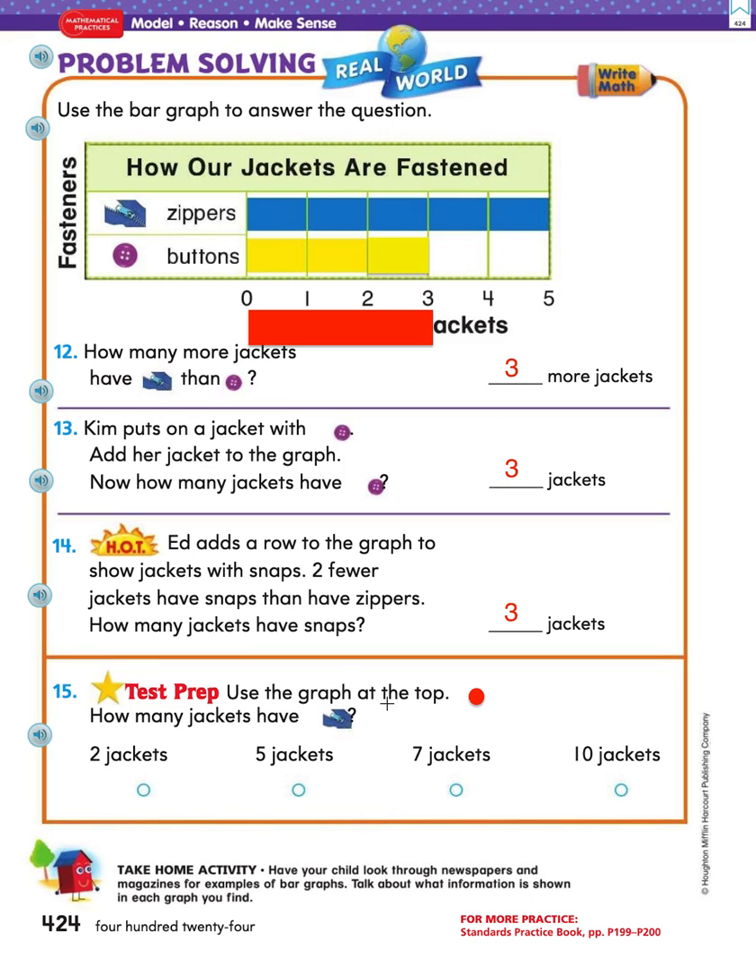15. Use the graph at the top. How many jackets have zippers? Pause the video, you fill it in. And if I were to move this, I can go up. I know the end of the zipper bar graph. Go down, and there are 5 jackets. And you're finished for today with math.